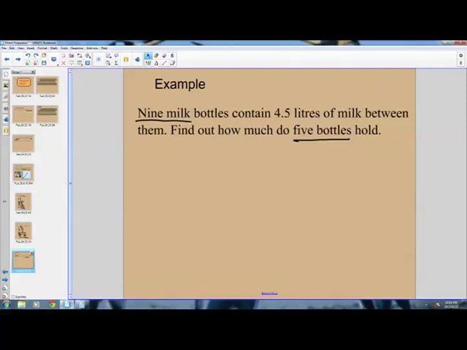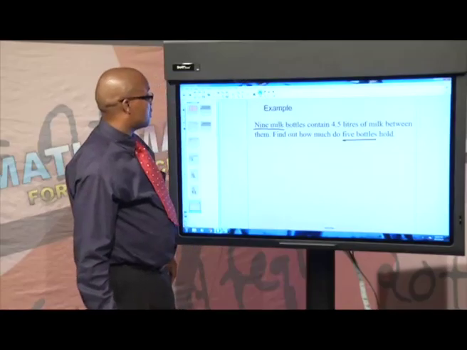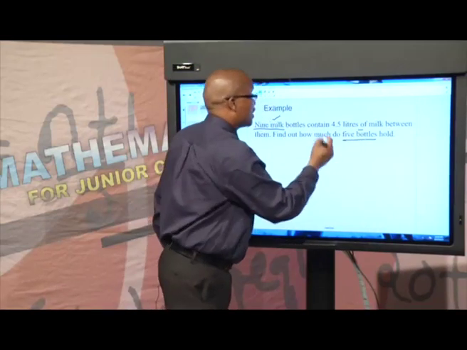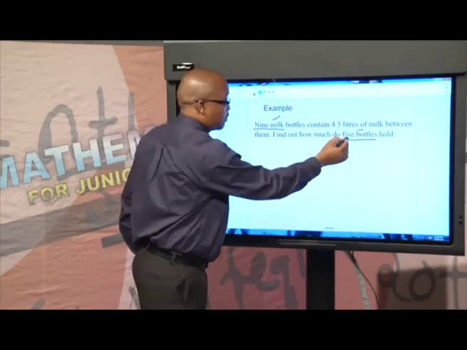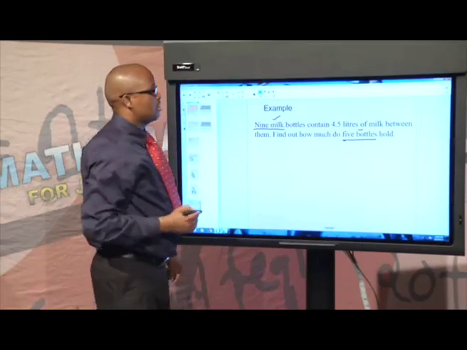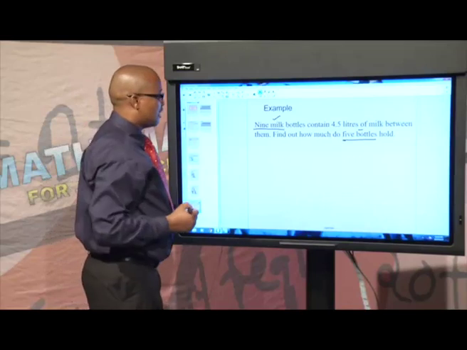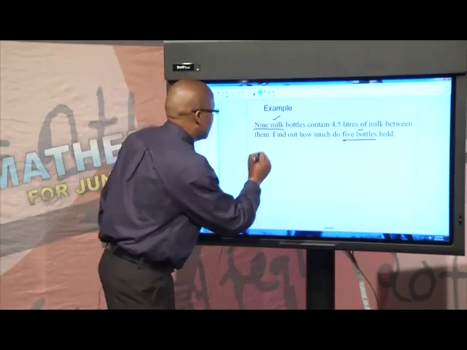It's 9 and then 4.5. But then when you reduce the number to 5, what should happen to the liters? We expect these liters also to decrease, because here this was 9 bottles and then here it's 5. So we expect the liters for 5 bottles to decrease. That is, it should be less than 4.5. Let's check if at all that's going to decrease.